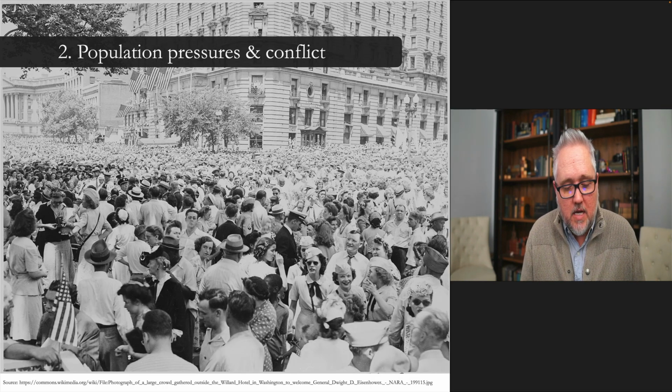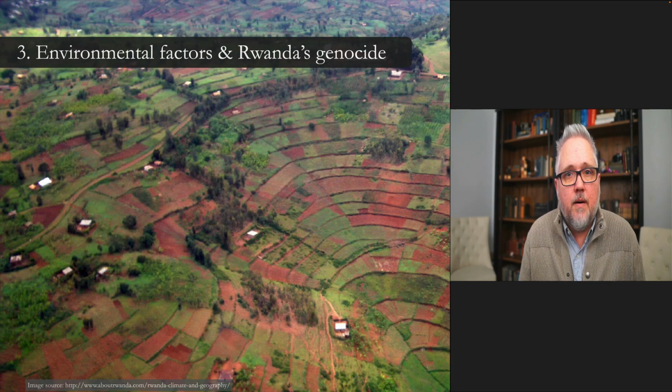And so with that, I'll end this initial discussion of population pressures and the potential links to conflict, and we'll turn now to a background video on the Rwandan genocide and the potential for environmental factors potentially explaining the intensity of the violence back in 1994.